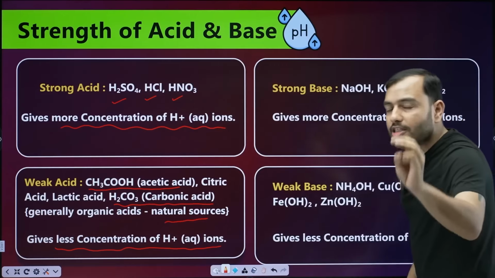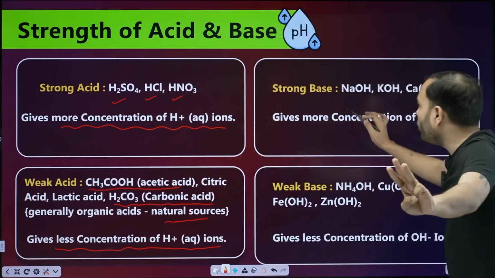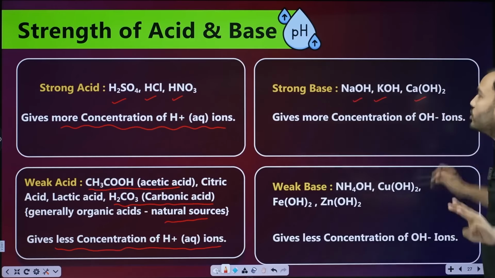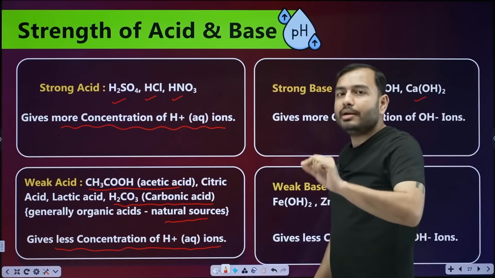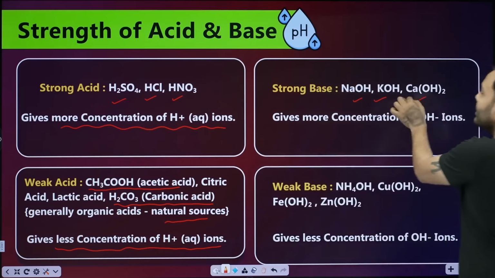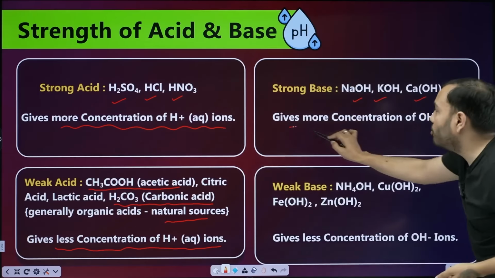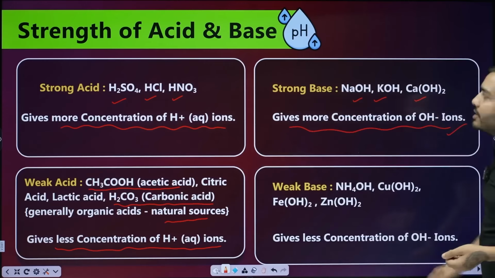There are strong bases. So there are three strong bases. You have to remember: KOH, NaOH, and Ca(OH)2. Sodium hydroxide, potassium hydroxide, and calcium hydroxide. Why? They give more concentration of OH minus ions.